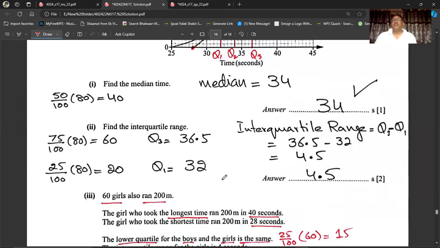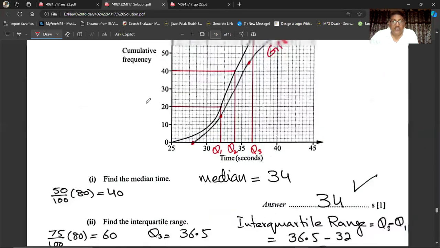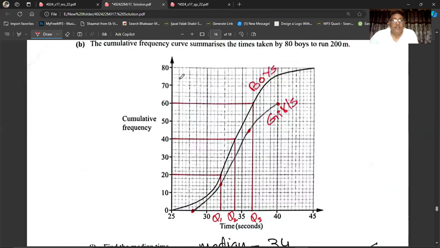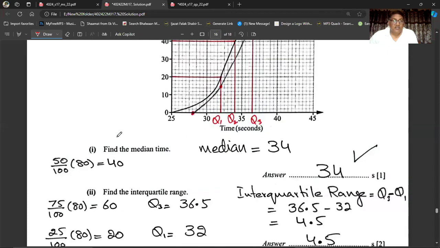So the interquartile range is Q3 minus Q1, the third quartile minus the first quartile, or the upper quartile minus the lower quartile. So 36.5 minus 32, and that will be 4.5. So your interquartile range is 4.5, which is the right answer, sir. This is how this is done, and these answers are coming from here. I hope you understand this procedure.